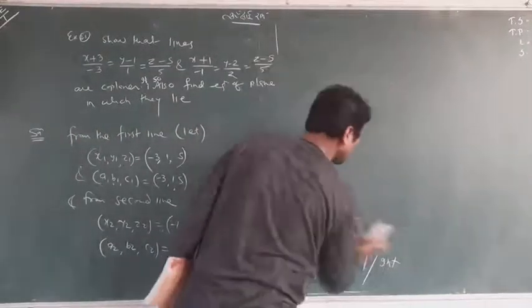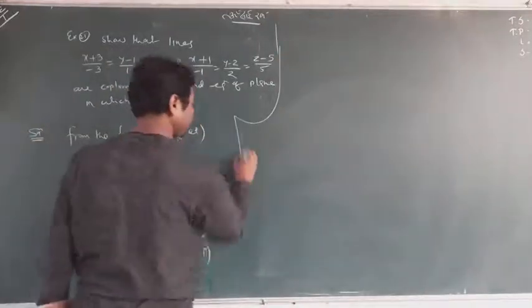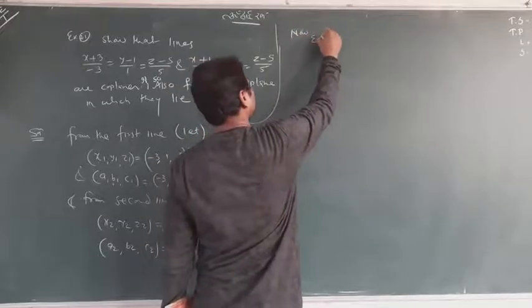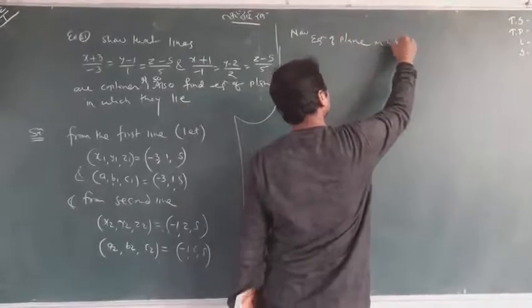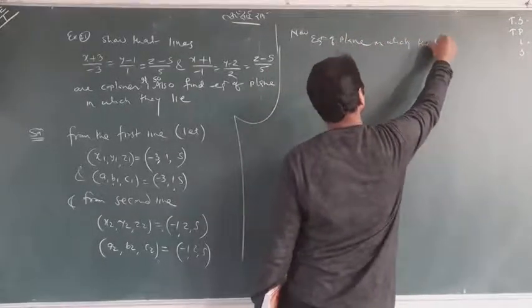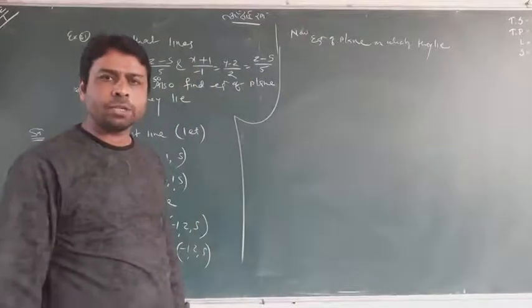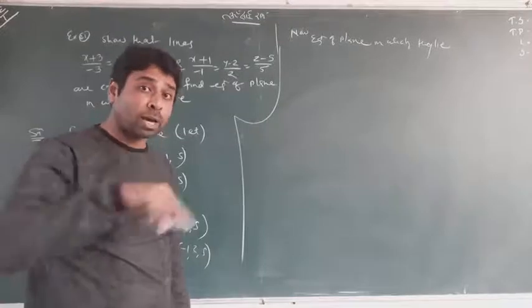Now at this place what I will do now is find the equation of plane in which they lie. This is my second question. In which they lie. You know, lines are intersecting, so definitely they will lie in the same plane. So what is the equation of plane in which both are intersecting?